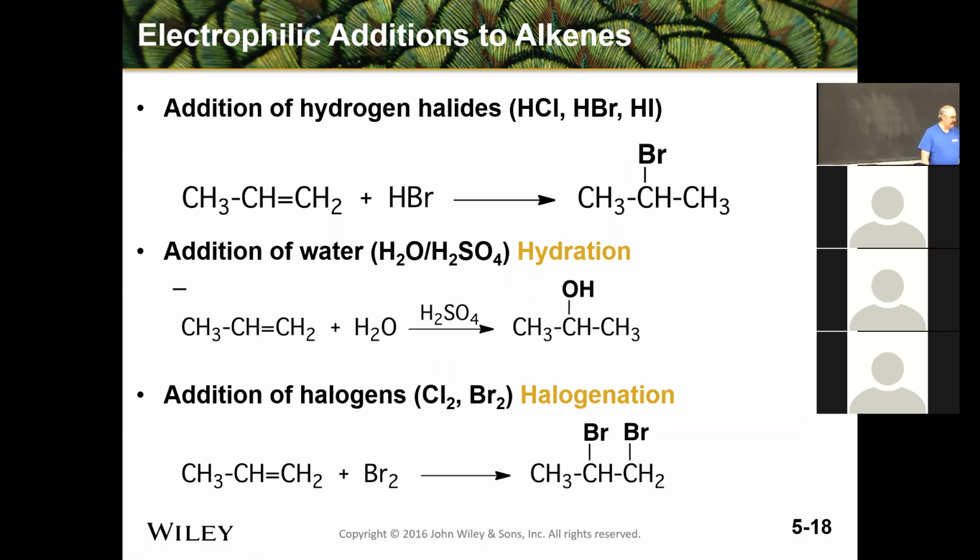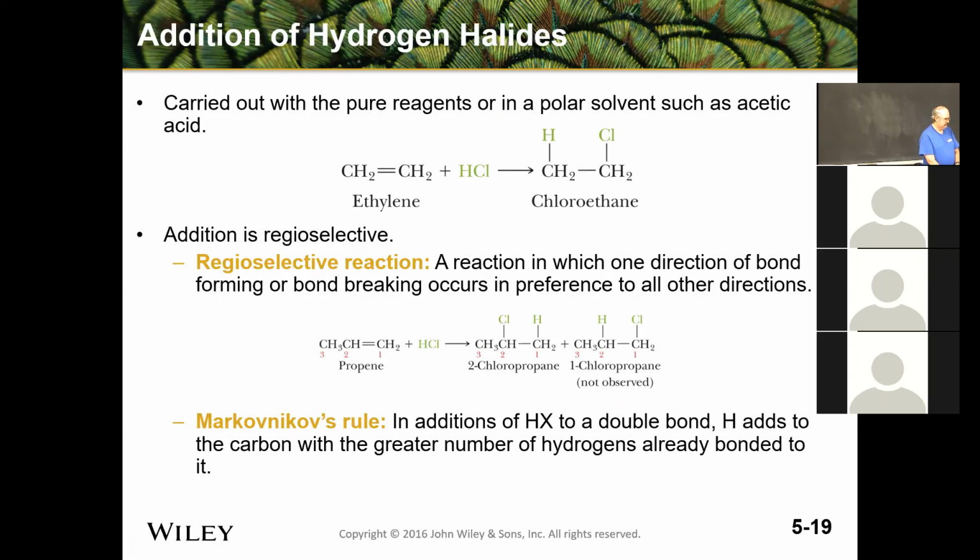So these are some of the electrophilic additions that we looked at last time. The first two, hydrohalogenation and addition of water with a catalyst, both follow Markovnikov's rule. They are regioselective. This is one I just showed you with propene and HCl. We only get the 2-chloropropane, not the 1-chloro.